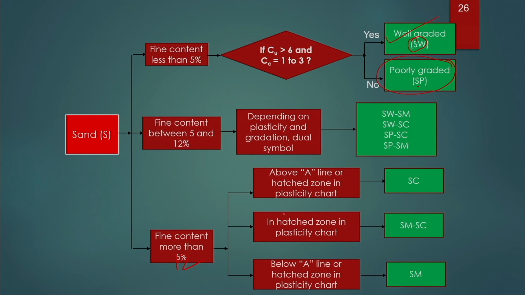Now we need to check whether it is falling above the A line, below the A line or in the hashed portion. If it is falling above the A line, it will be termed as SC. If it is below the A line, it will be termed as SM. If it falls on the hashed portion, it will be SM-SC.